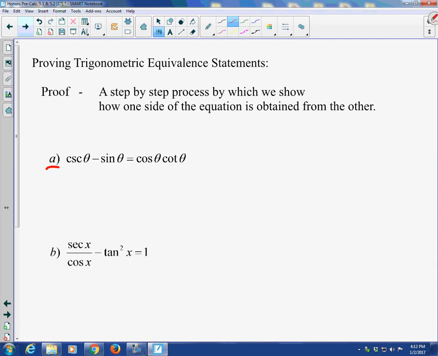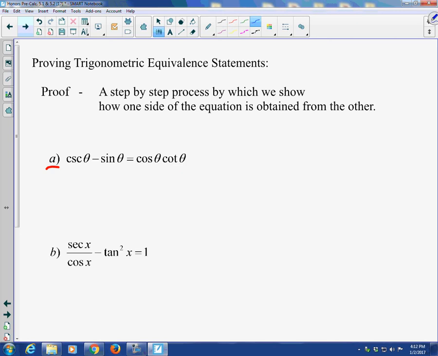And in general, we want to start out with the trickier side of the equation. So right here, I would consider this side to be more simplified. So I'm going to actually start with the left side of my equation here. And immediately we can say that we've got a subtraction. So we're going to want to use a Pythagorean identity at some point.